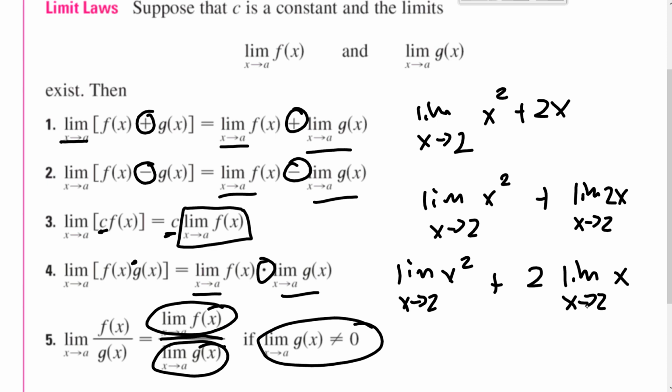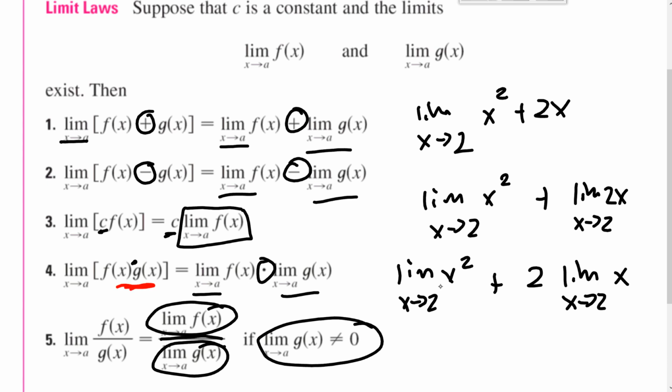So you can separate using the limit laws. And then all you have to do on this one, you could probably even separate this one individually, because that's really just two functions. x times x is x squared, right? So you could even separate that one as the multiplication one.